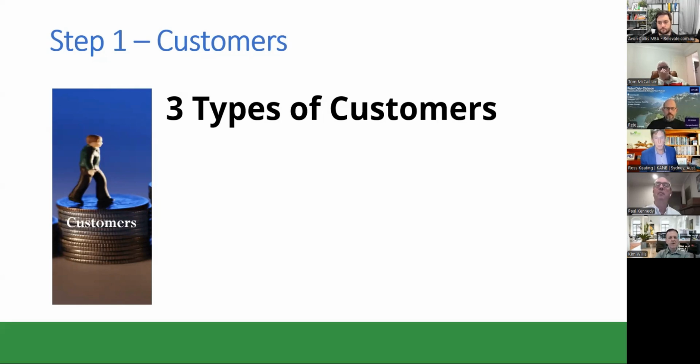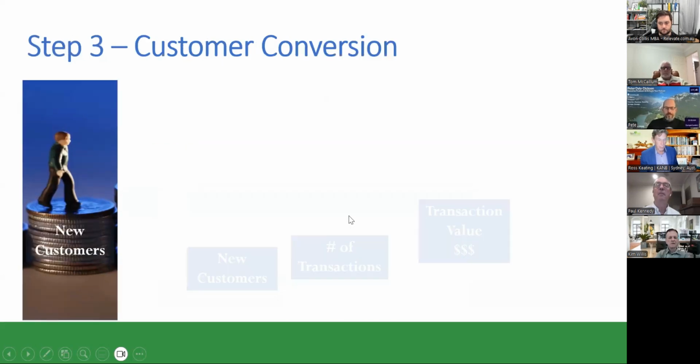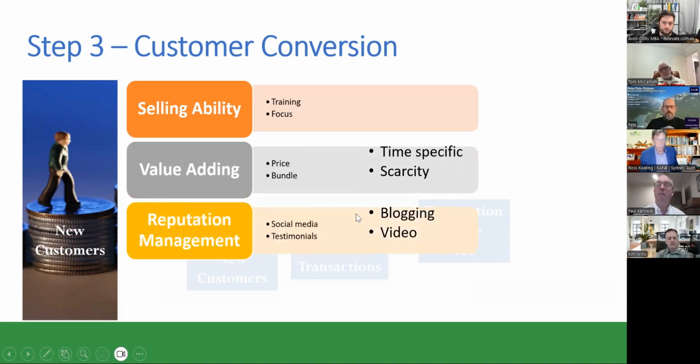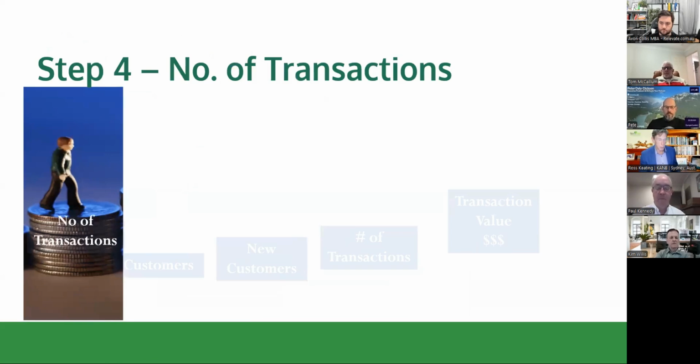I've talked about this before. You've got existing customers. So where do we get them from, or what are they? There's the conversion, the selling ability, the value add, pricing, bundling, reputation management. You can see some of the activities that do that, risk reversal. So you're using people here in the group to be able to do these types of activities.